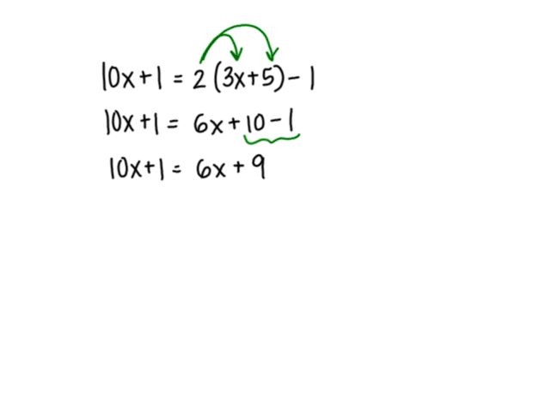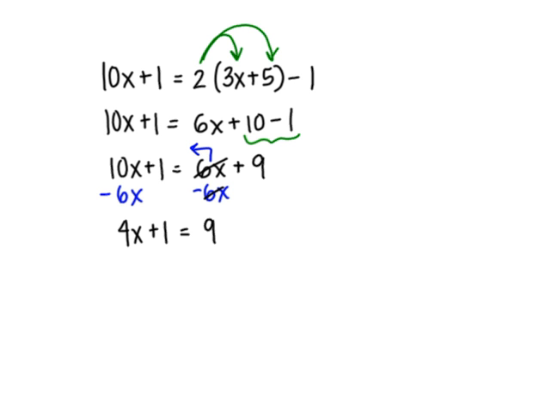Now I need to get the x's on the same side, so I'm going to choose to move the 6x. Since I'm moving the 6x, remember I have to change its sign, so this would give me a negative 6x on the left and right. 10x minus 6x is 4x. My equation now reads 4x plus 1 equals 9.